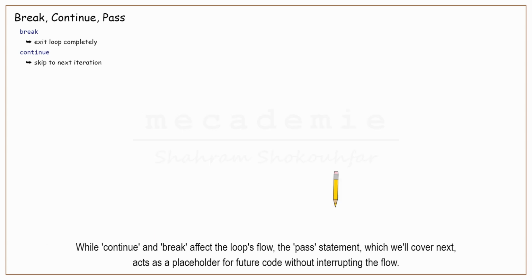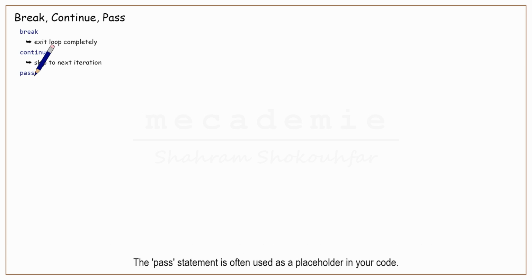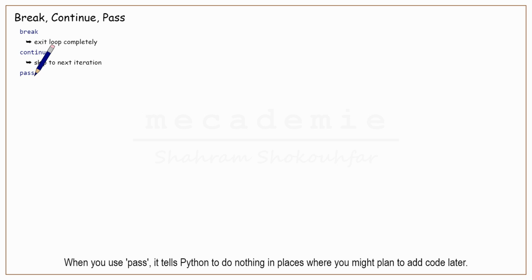While continue and break affect the loop's flow, the pass statement, which we'll cover next, acts as a placeholder for future code without interrupting the flow. The pass statement is often used as a placeholder in your code. When you use pass, it tells Python to do nothing in places where you might plan to add code later.